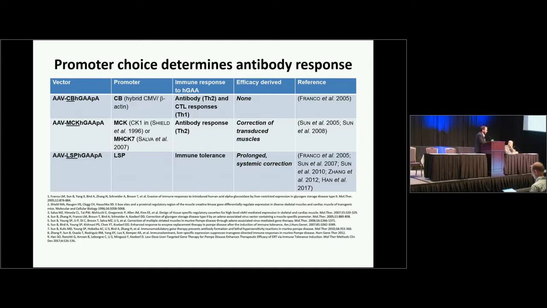Now switching to a muscle-specific promoter, we can see that the CTL is avoided, but there's still antibody responses. So we see correction of only the transduced muscle fibers. Whereas with the LSP-containing vector, we see absence of Th1 or Th2 responses, immune tolerance, and then prolonged systemic correction.